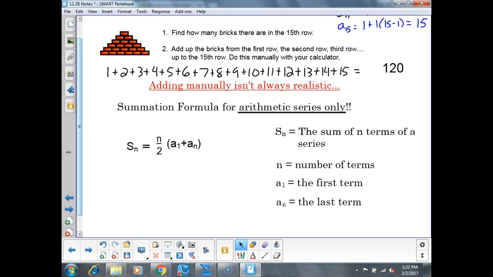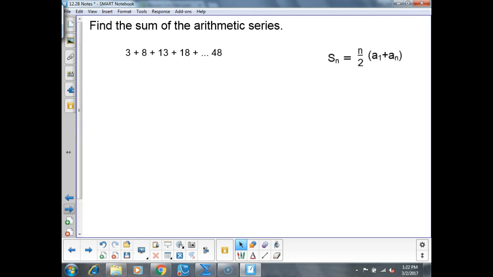So, you need three things in an arithmetic series to find the sum. What are the three things that you need? You need the number of terms, you need the first term, and you need the last term. Okay? You need those three things. If you don't have them, you can always go back and use our explicit formula, which was A sub n equals A sub 1 plus D times n minus 1. Okay? So, here we go.